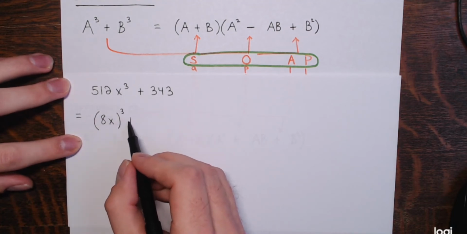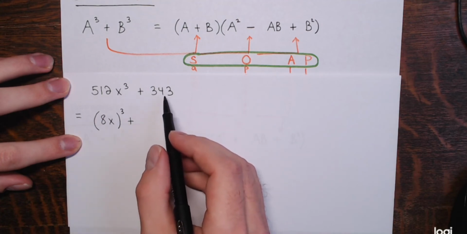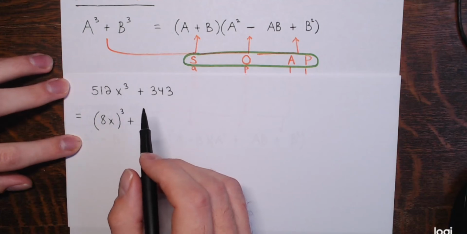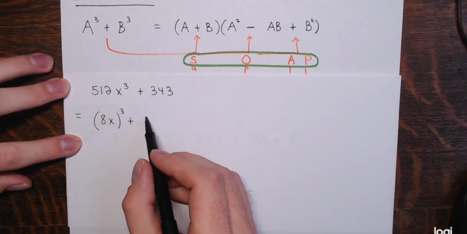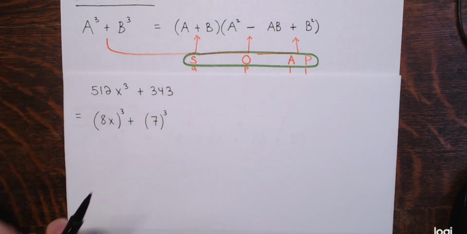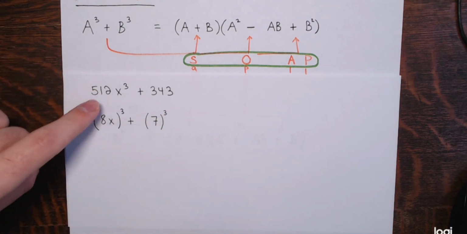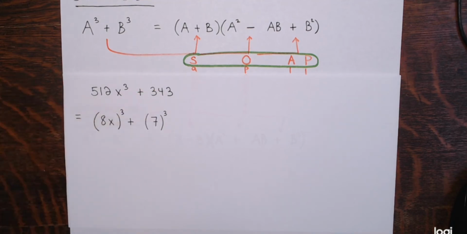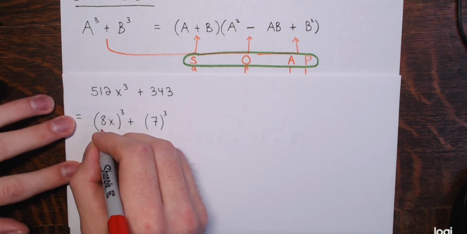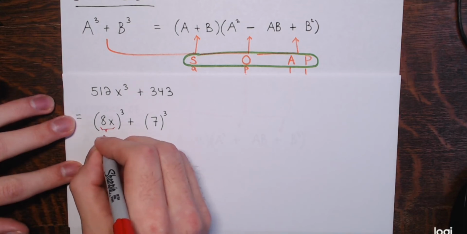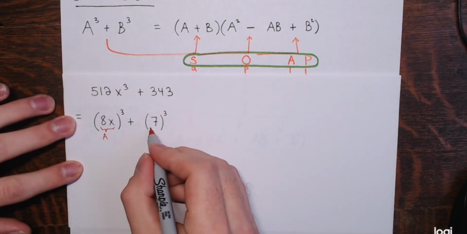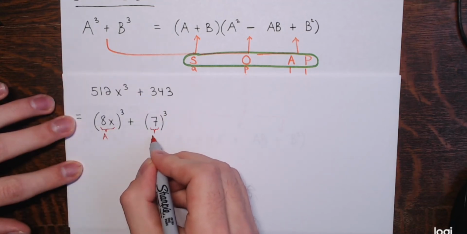Plus, you might not know this, but try to learn your cubes at least up to 10 cubed. 343 is 7 cubed, 7 to the third power, 7 times 7 times 7. So this is 8x to the third plus 7 to the third. Now the 8x is going to be the a from my formula, and the 7 is going to be the b from my formula.